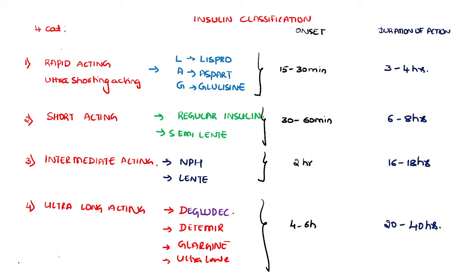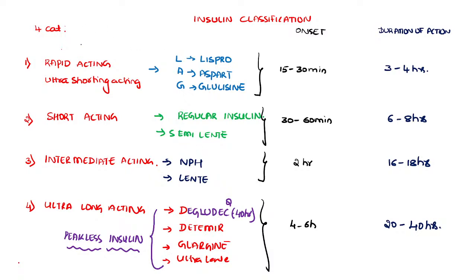As you can see here, one of the important things which you should remember is that degludec will act for up to 40 hours, which is called peakless insulin. So ultra long acting preparations are also called peakless insulin preparations. In your exams, if they ask about peakless insulin preparations, please remember to write these examples, those insulins which have ultra long acting actions.